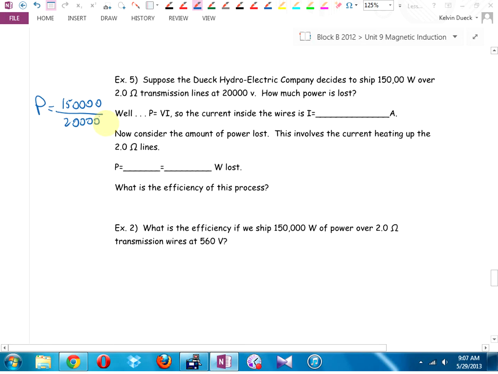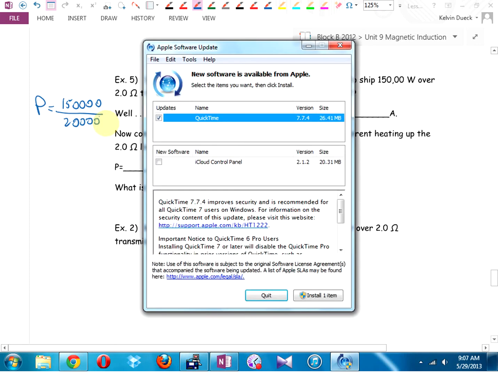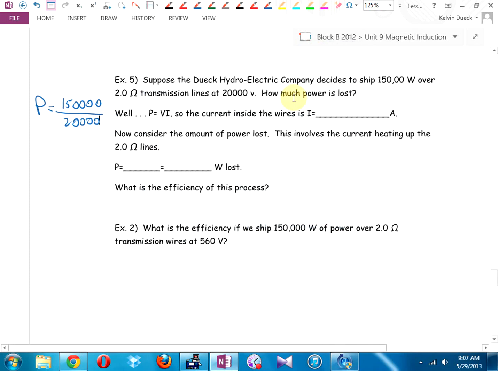Is it 7.5? Is that okay, folks? Am I losing you? Dylan, you with me? Yeah. Oh, add a 0. Sorry, I'm missing a 0. Thank you, guys. It's 150,000 watts. Put a 0 there. Is it 7.5? Okay. 7.5 amps. How much power would I lose?